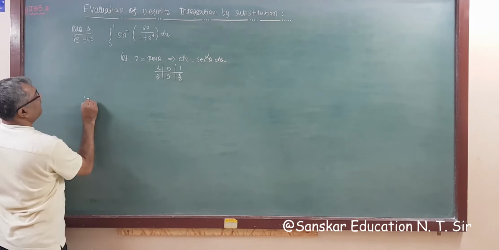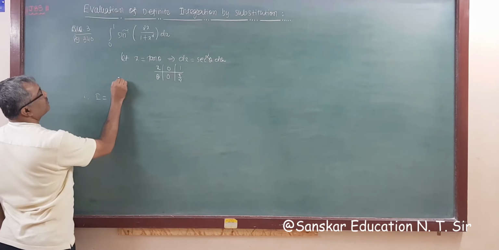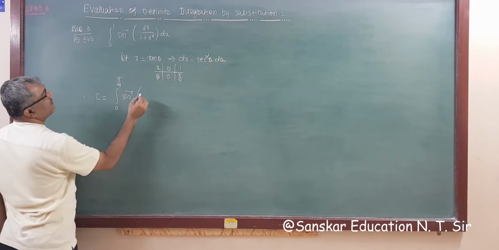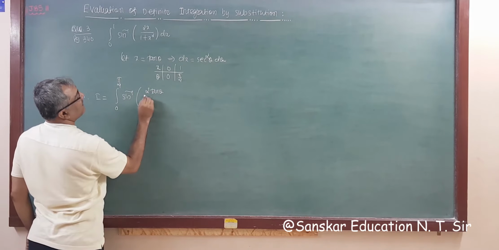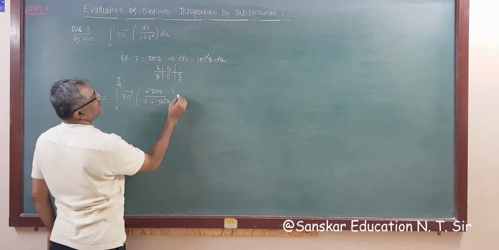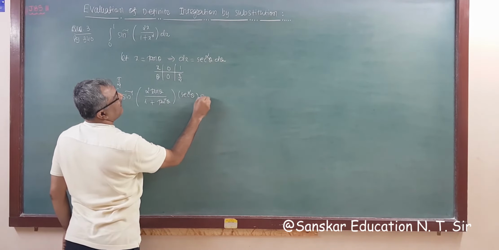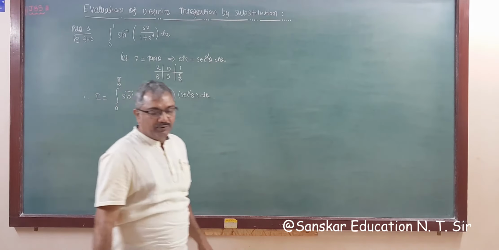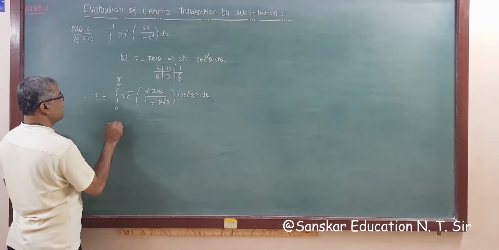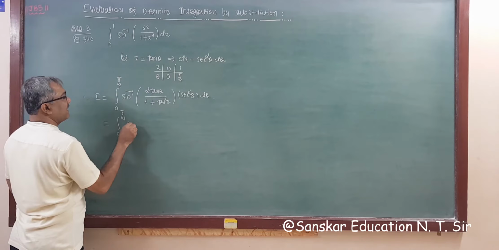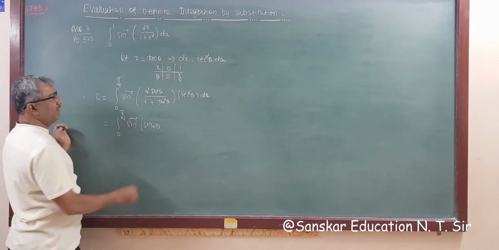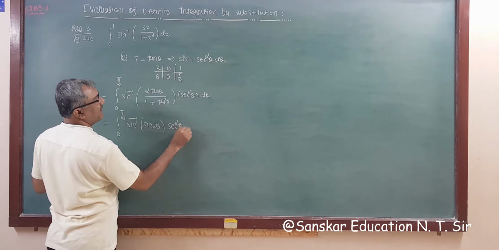Right? So I is equal to integration from 0 to pi by 4 of sin inverse of 2 tan theta upon 1 plus tan square theta, and dx is sec square theta d theta. Now you know this is the formula for sin 2 theta in tan. So this is integration from 0 to pi by 4 of sin inverse sin 2 theta, right, into sec square theta d theta.